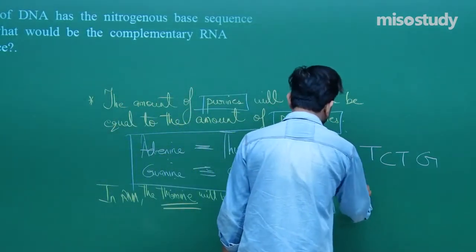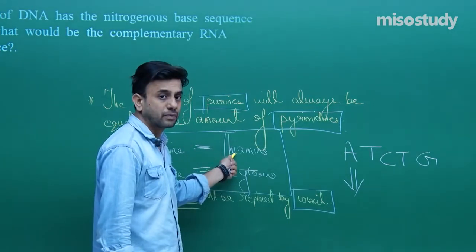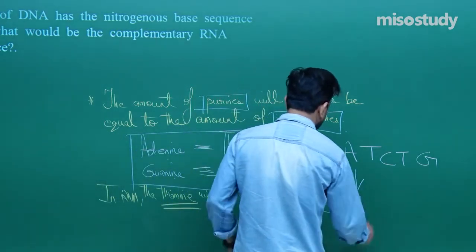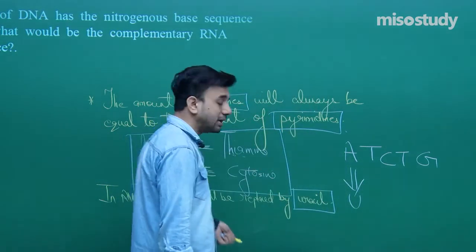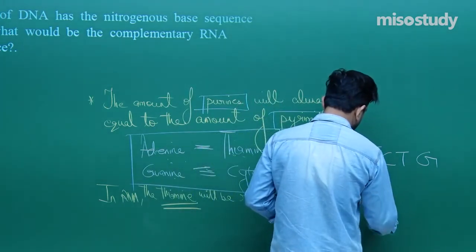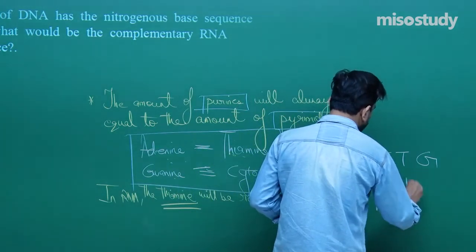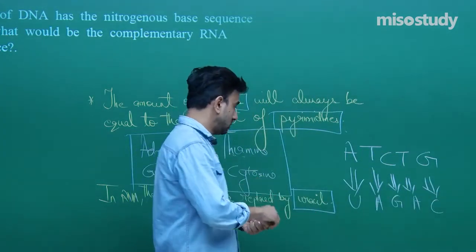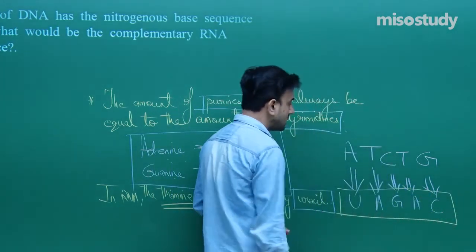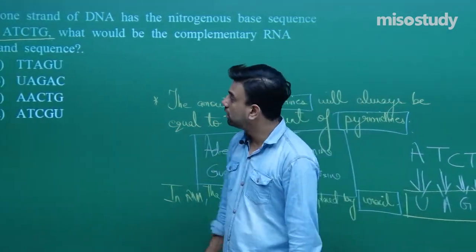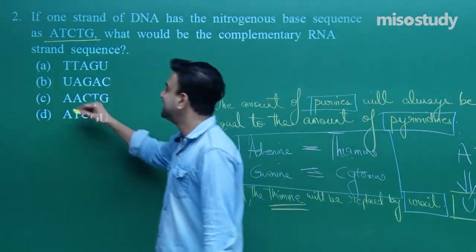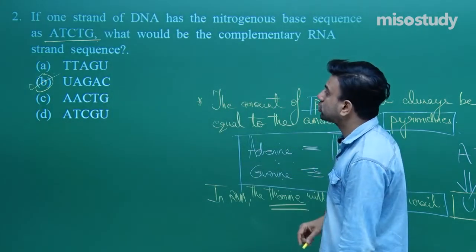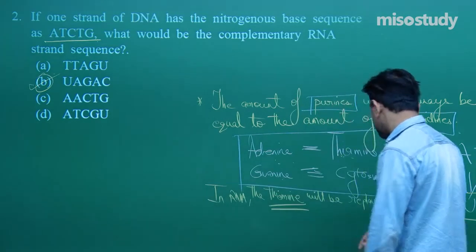Now let us see the complementary. Adenine is equal to what? Thymine, and this is replaced by U. Then thymine will be replaced by adenine, cytosine, guanine, thymine, adenine, guanine, cytosine. UAGAC. This is how you should pronounce UAGAC. Right, this is no word like that, just kidding. So this is your correct option. We now move on to the next question.